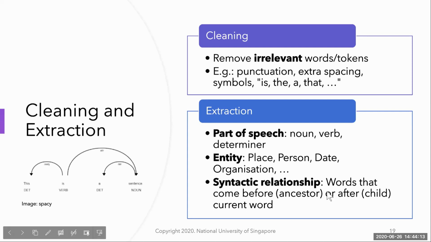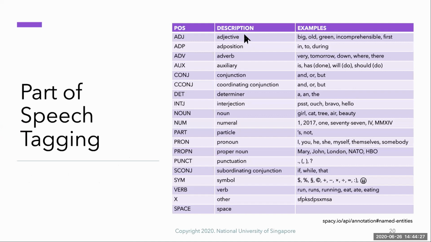Syntactic relationships are another way, a richer way to tie words together and show how they are related to each other. This is the list of the parts of speech that spaCy supports: adjective, adposition, adverb. Your primary school, secondary school English lessons start coming back. I had to look up what a determiner is, I didn't remember what that was, but I remember nouns. You can identify these using the tool, so you don't have to write your own rules. That's really, really cool.